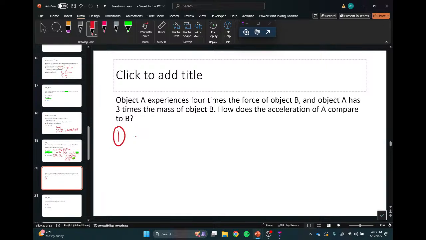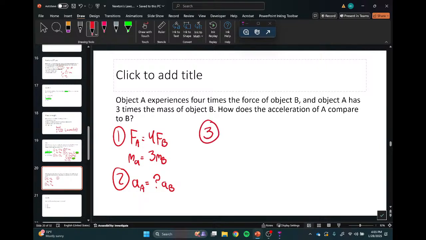So anywho, object A has 4 times the force of object B. Object A has 3 times the mass of object B. And my question is, how does the acceleration of A compare to the acceleration of B? This one's more interesting because it says, I have a different force and a different mass. How is my object going to accelerate differently? Is it going to accelerate more or less, as these things vary?